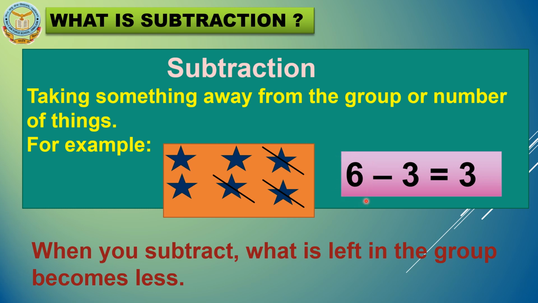6 shows total number of stars. 3 shows number of stars removed. And 3 shows number of stars left. When we subtract, what is left in the group becomes less. Means from the 6 stars, if we remove 3 stars, less number of stars are left. That is 3 stars are left.